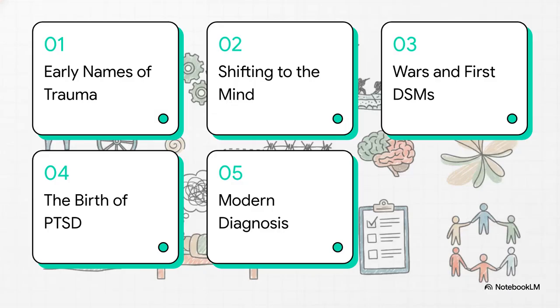So, here is our roadmap for today. We'll cover the early names of trauma, the crucial shift to focusing on the mind, how global wars shaped the very first DSMs, the actual birth of the PTSD diagnosis, and finally, how we're continuing to evolve that modern diagnosis today. Let's get into it.